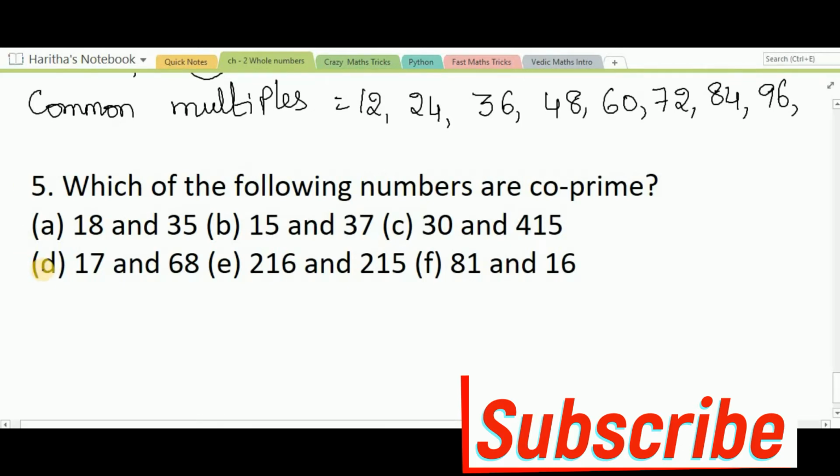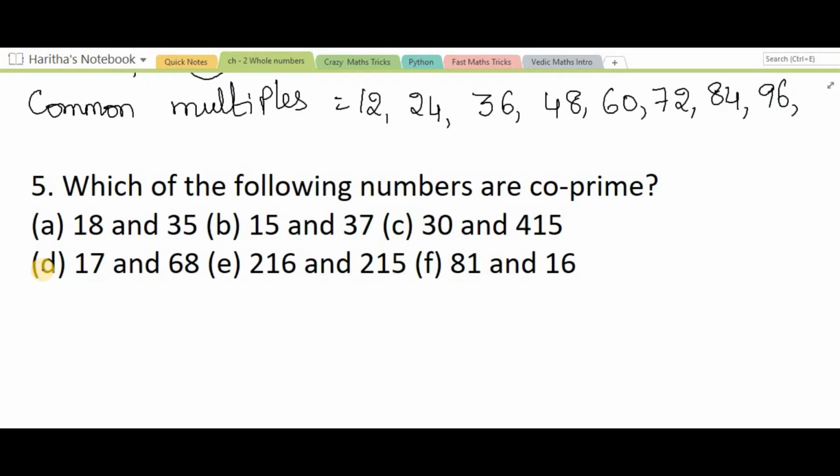Which of the following numbers are co-primes? Students, do you remember that before starting the chapter, I explained what co-primes mean? Very simple, students. If the only common factor of two numbers is 1, then you can say that the two numbers are co-primes. It means we are going to find the common factors of all these numbers, and the numbers whose common factor is 1 are co-primes.